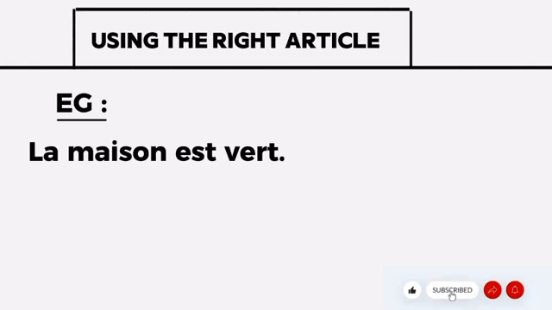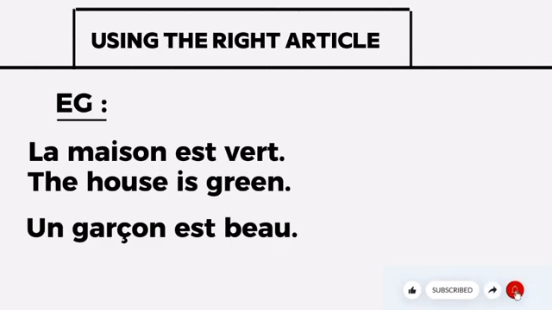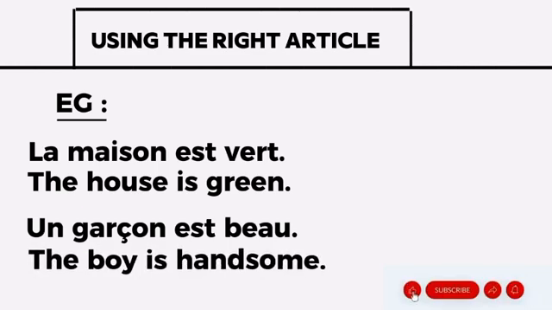La maison est verte, and this is the house is green. Un garçon est beau, meaning the boy is handsome. Moving on, let's take a look at the fourth mistake most people make in French. And this one is article contractions.